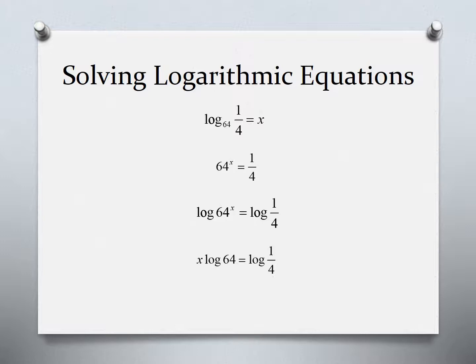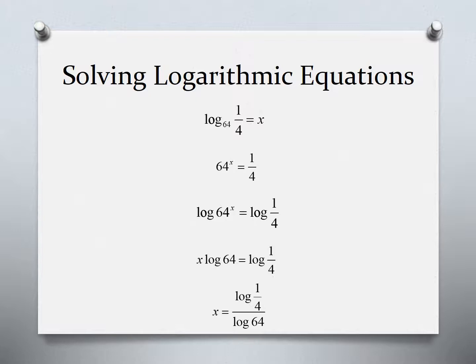And now I recognize that the log of 64 is a constant value. So I'm going to divide both sides of my equation by log of 64, which leaves me with just plain old x on the left and log of 1/4 divided by log of 64 on the right. At this point, you are getting used to dividing by values that don't appear to be constant, like we have in the past. So that log of 64 is a constant number.